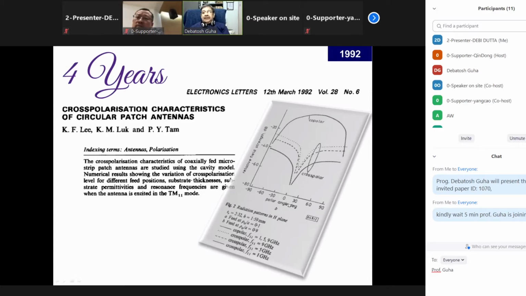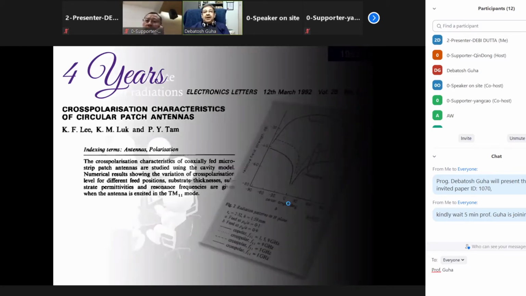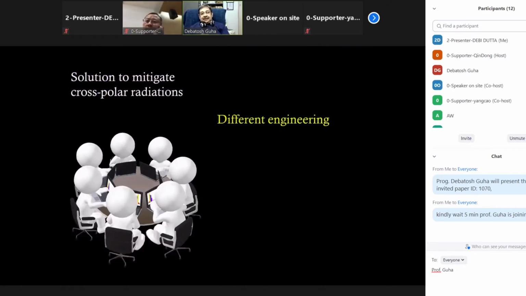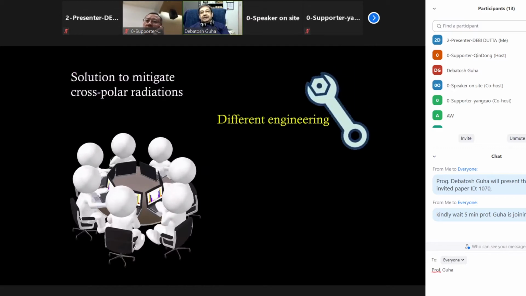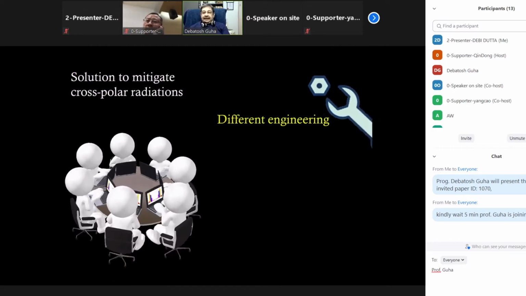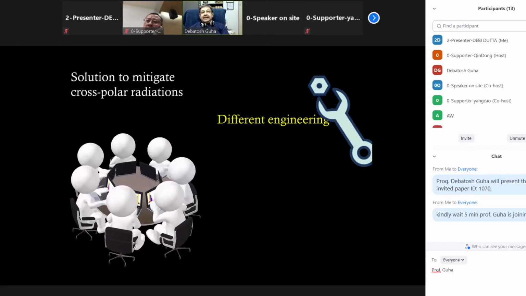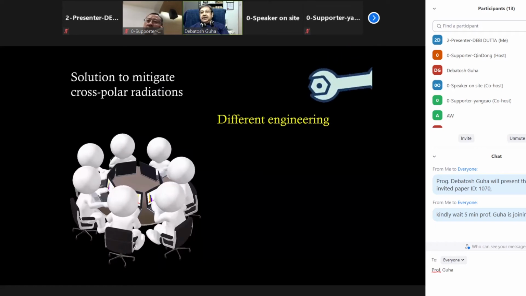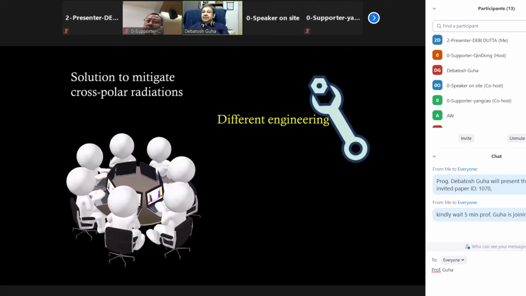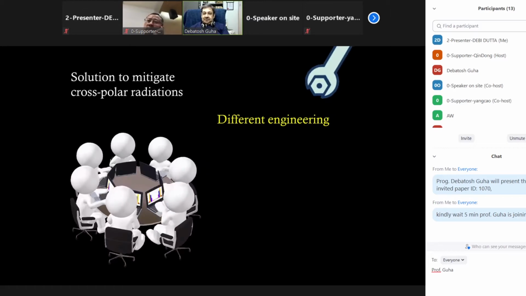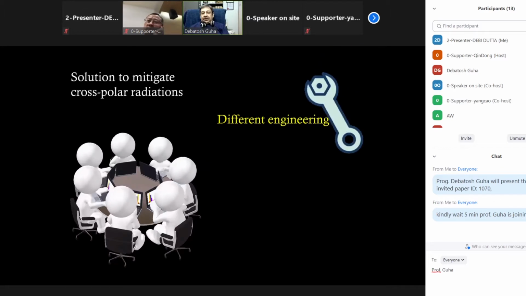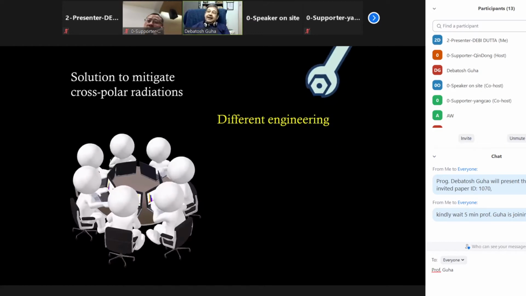And their estimation was based on the higher order mode over the orthogonal axis. Immediately after that, the antenna community started working on different engineering, some additional things to mitigate the cross-polar radiations, because cross-polar radiation is not a very desired or healthy thing for a microstrip patch. So I'm going through a very quick recap, and then I'll address the main problem.